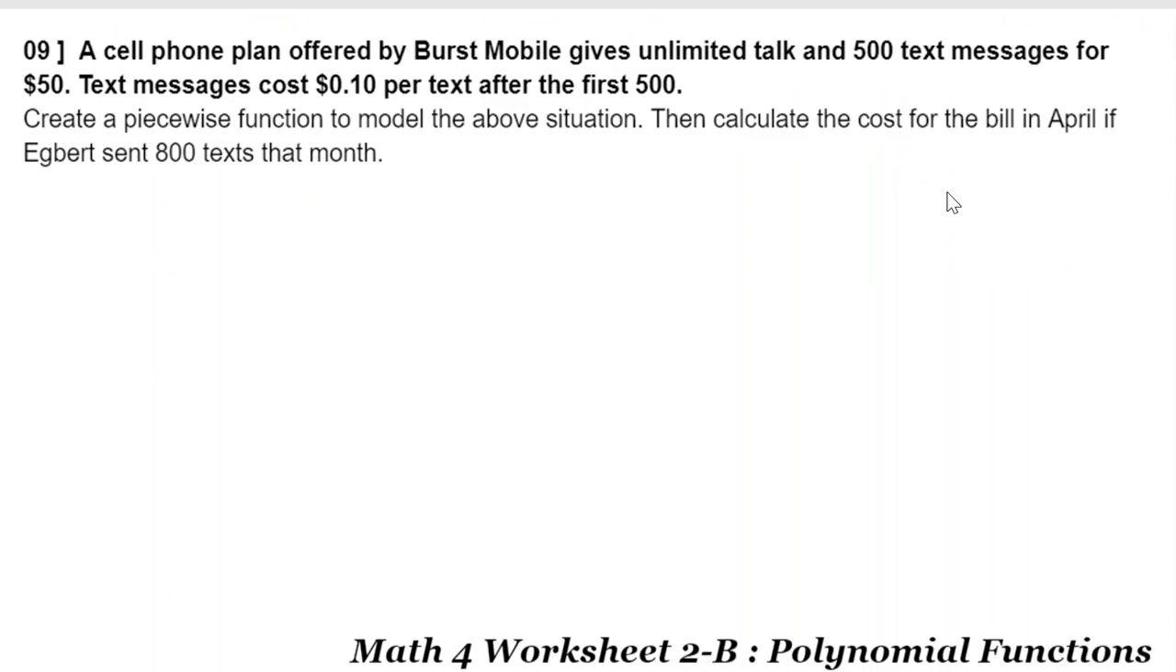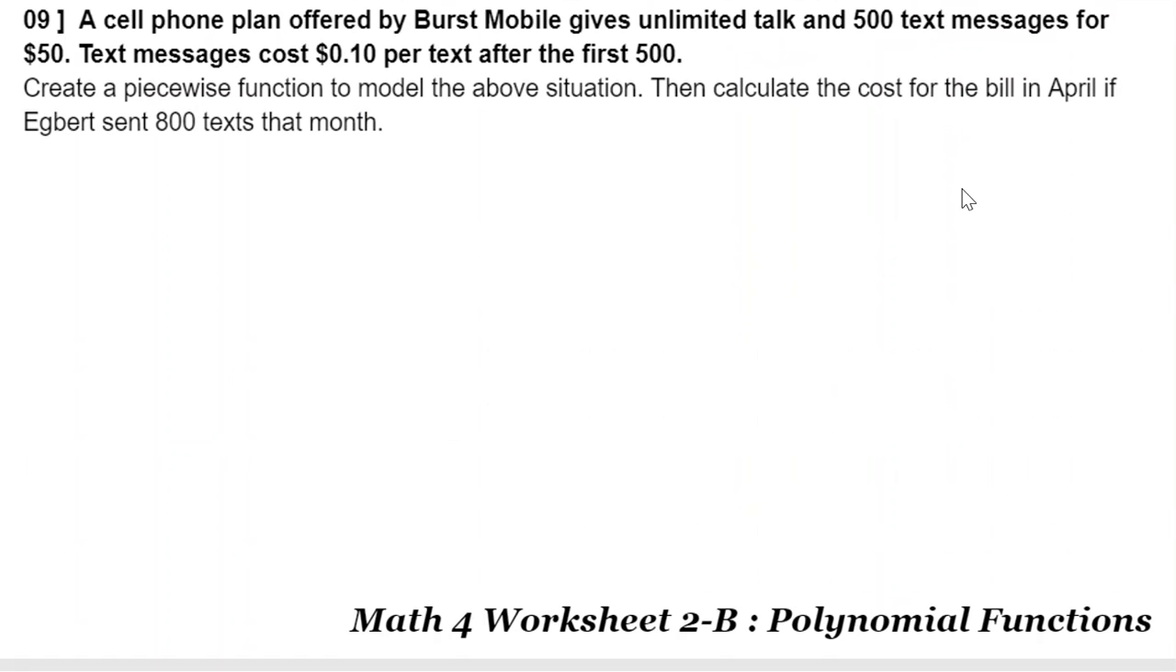All right, I think we got one more? Yeah, we got one more. All right. A cell phone plan offered by Burst Mobile gives unlimited talk and 500 text messages for $50, and then texts cost 10 cents a text after the first 500.